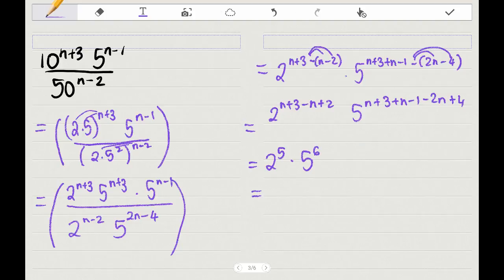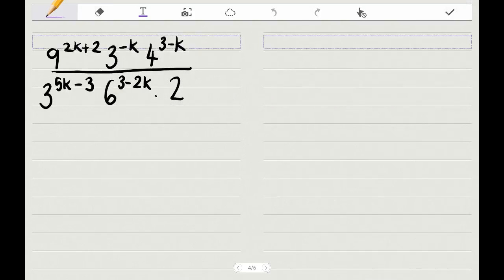So this here, we can just leave it as 2 to the power 5 times 5 to the power of 6. Okay, that was simple enough. Let's try another one. So this one here, exactly the same concept. It's just going to be a bit longer because there is more in the question.